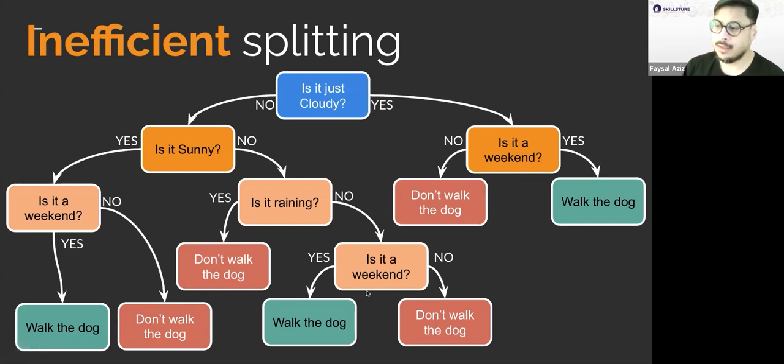But how many conditions do I get for walking the dog? 1, 2, 3. How many times does it result in not walking the dog? 1, 2, 3, 4. So this is not an efficient splitting.